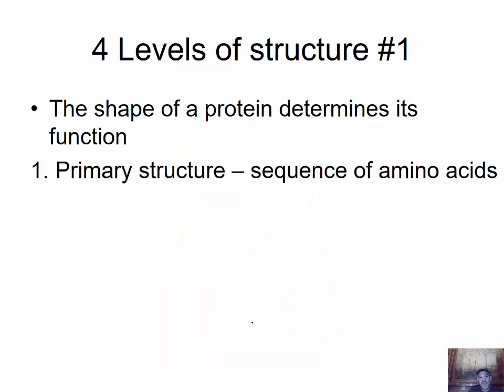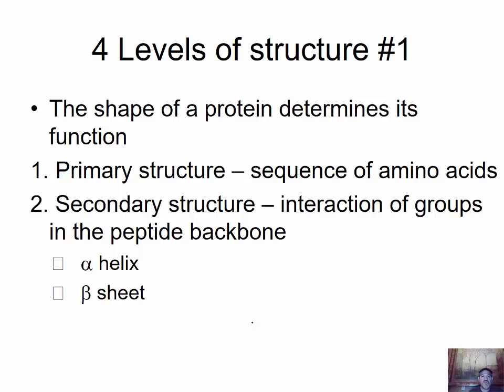polypeptide. There are 4 levels of structure when it comes to protein, and these levels determine the structure and function. The first is the primary structure, which is determined by the coding DNA. And this is simply the sequence that the amino acids are put together in the polypeptide. Then we have a secondary structure, and here you're going to have interacting groups in the polypeptide backbone. This interaction causes a certain amount of folding or bending in the amino acid polypeptide chain.